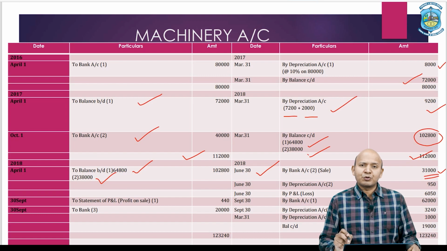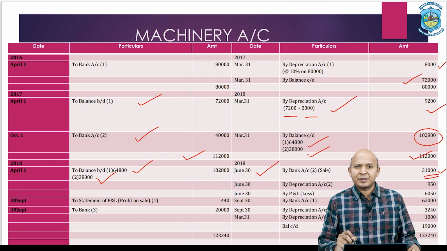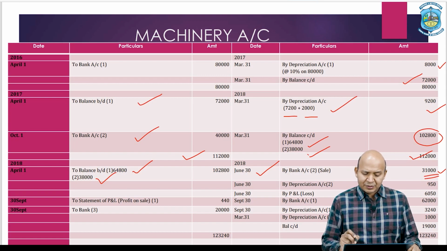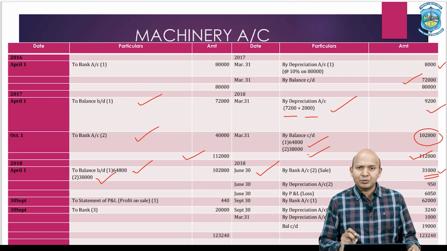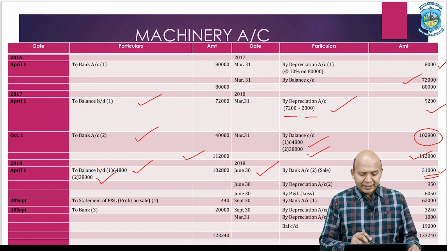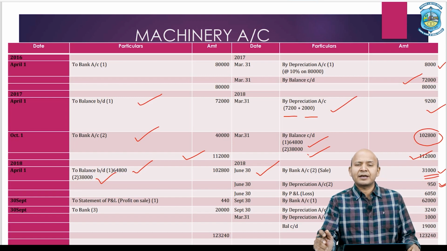This machine we have utilized for 3 months in this particular year, that is April, May and June, which means we need to charge depreciation on machine 2 for a period of 3 months. 38,000 multiplied by 10 upon 100 multiplied by 3 upon 12, the amount of depreciation on machine 2 is coming 950.